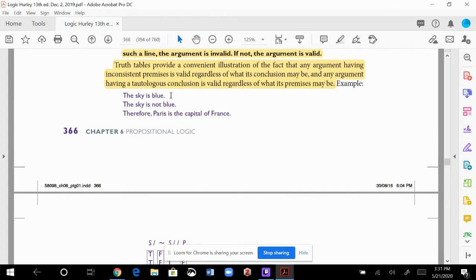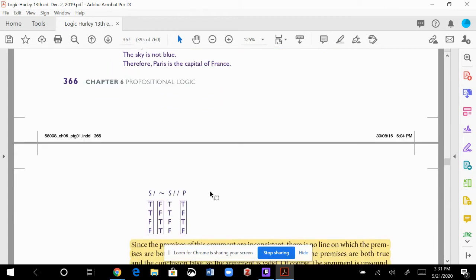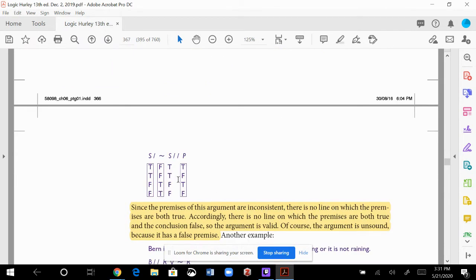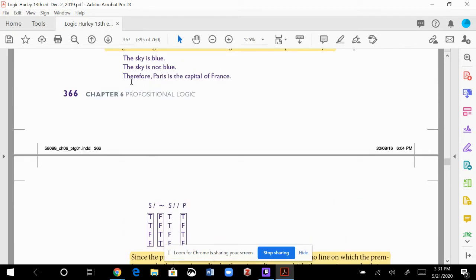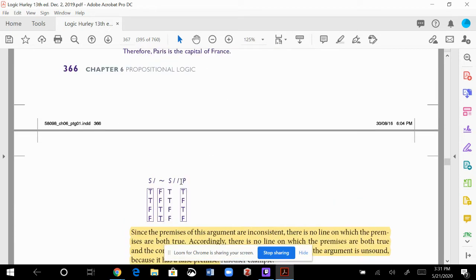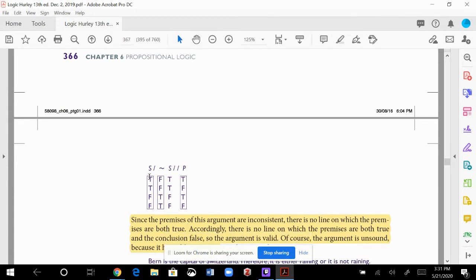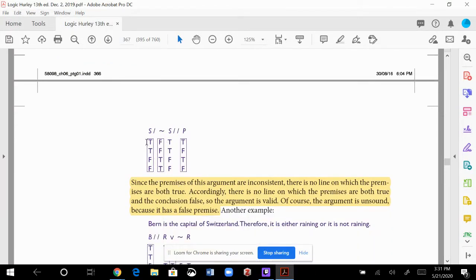So anyways, he takes these premises and symbolizes the argument. Premise 1, S, the sky is blue. Not S, the sky is not blue. Therefore, Paris is the capital. And he solves it, and again, if there's a proposition, you just plug in your truth values. And then there's a proposition with a negation, tilde, and whatever. So do we find a true premise set and a false conclusion? No. Therefore, the whole thing's valid, right?